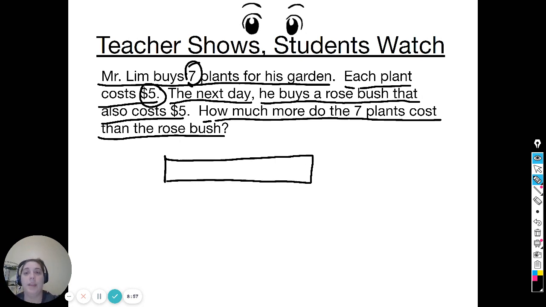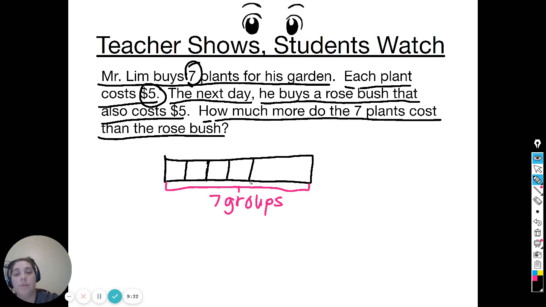Okay, I know that he buys 7 plants. So my tape diagram is going to need 7 groups. Each plant will be its own group. 1, 2, 3, 4, 5, 6, 7.